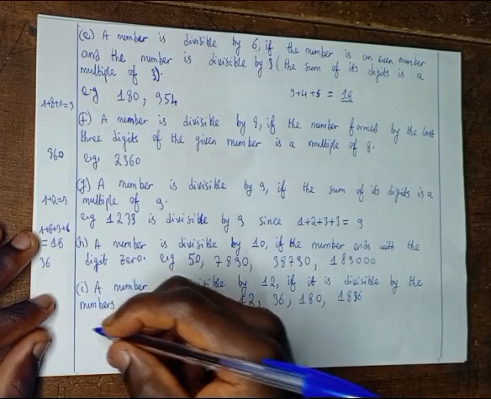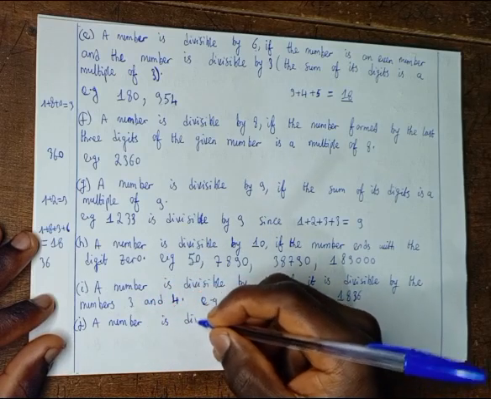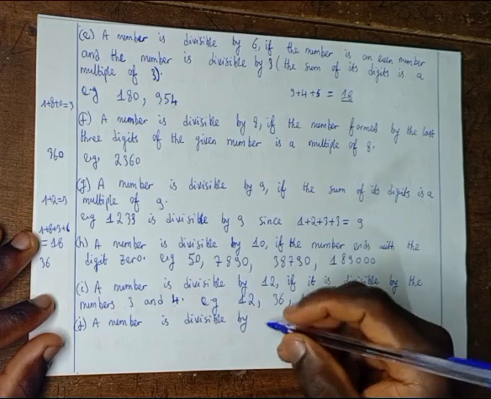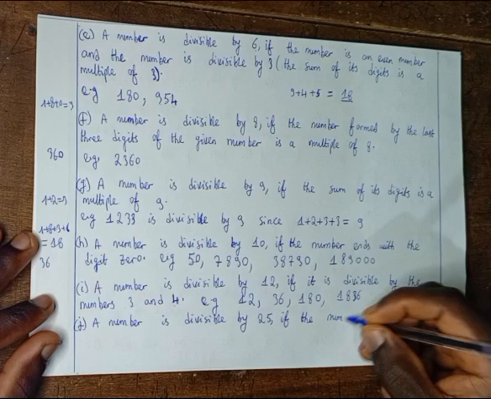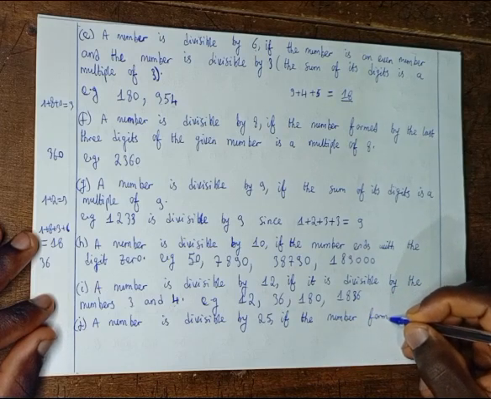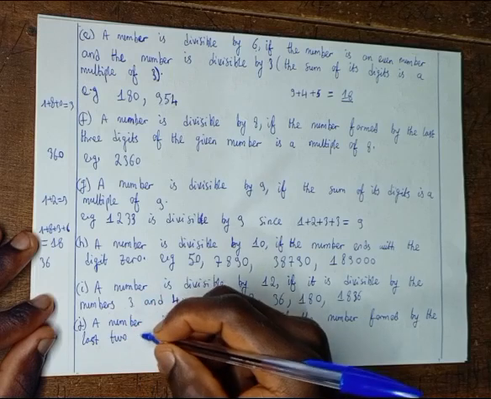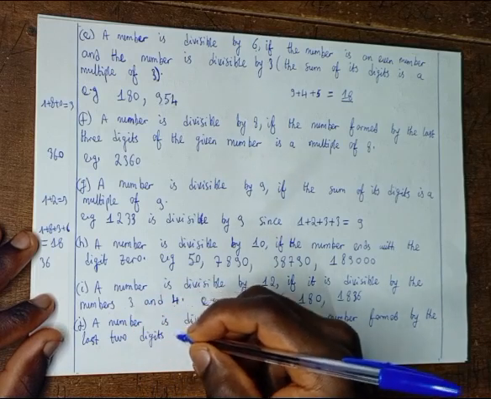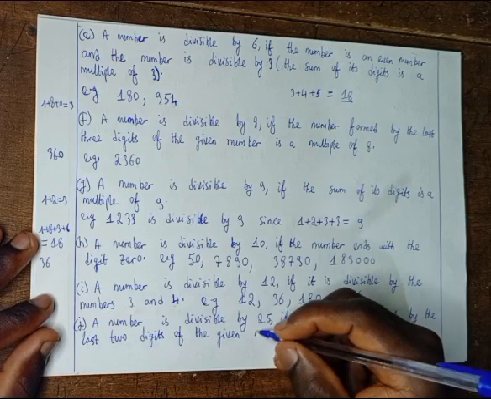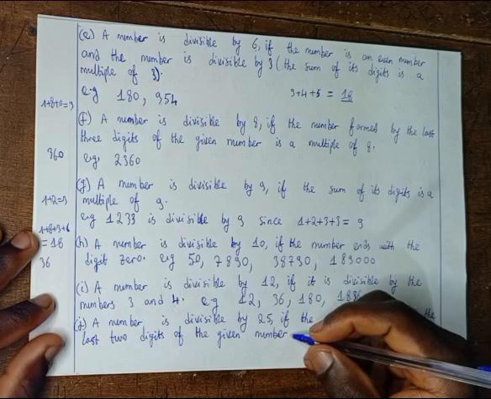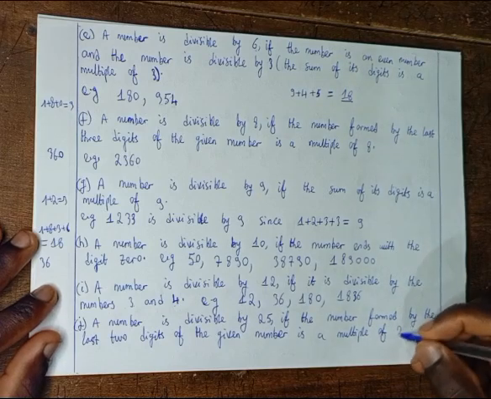We go now to G. A number is divisible by 25 if the number formed by the last two digits of a given number is a multiple of 25.